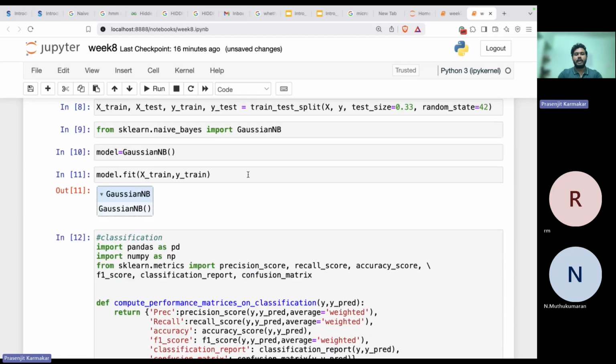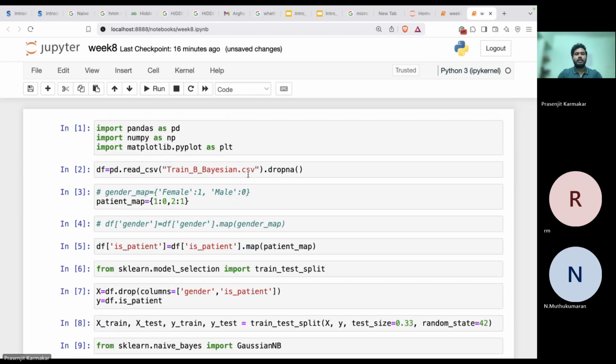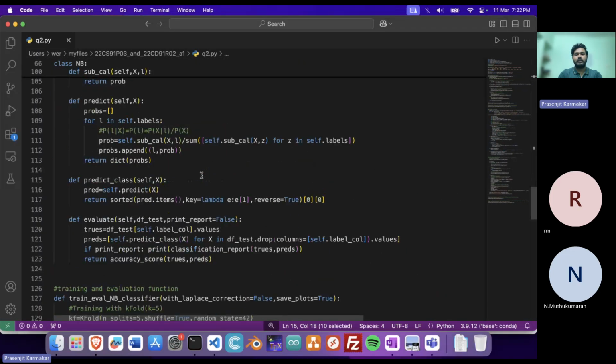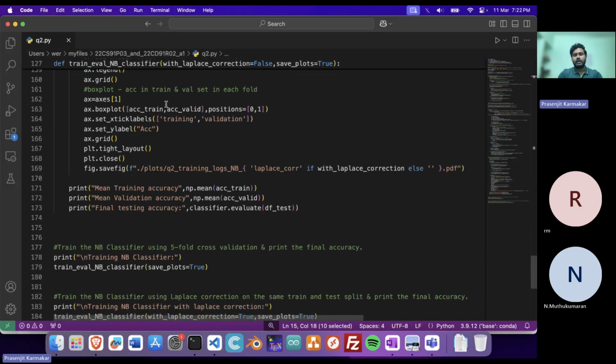Okay, so this is what naive Bayes classifier is. You will get the code. I can also share with you this code that I did when I took the course here.